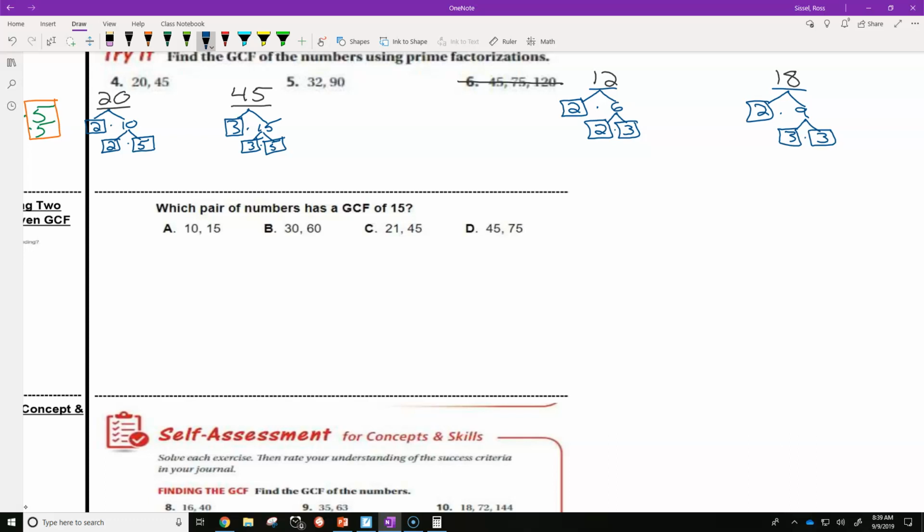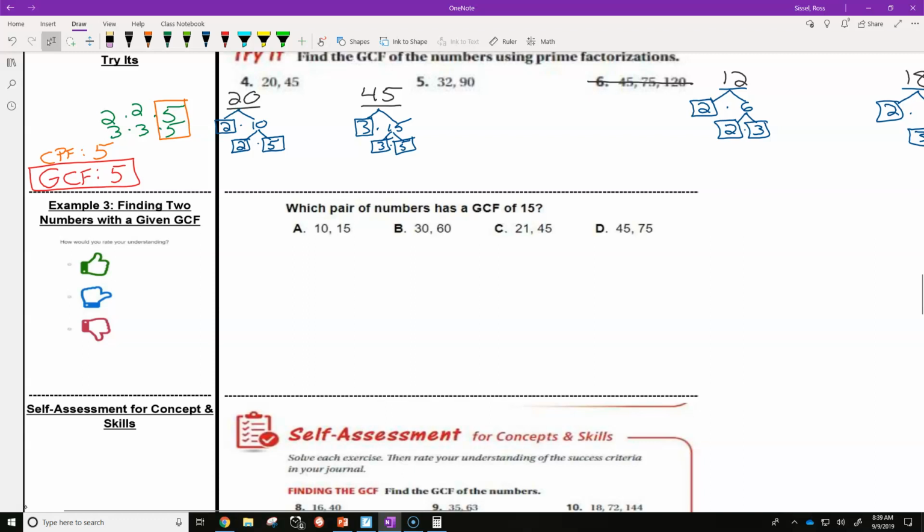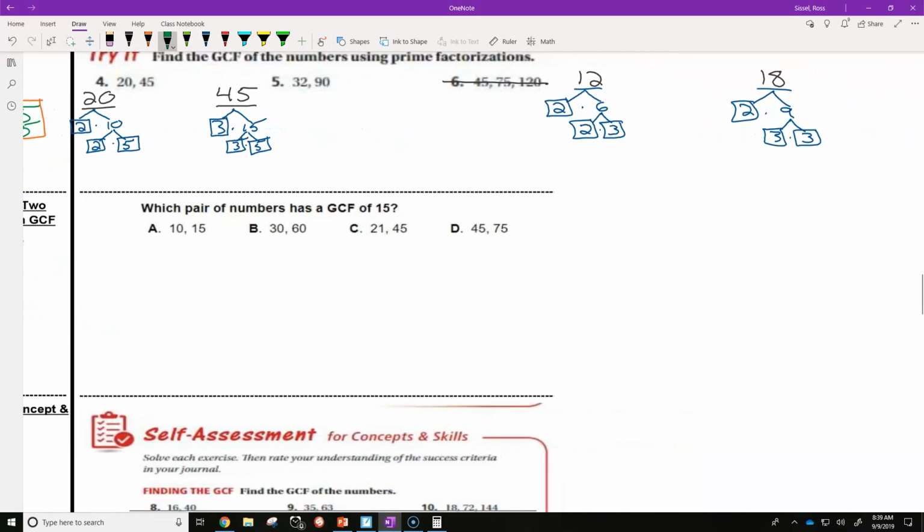Alright, my step 2, which is in what color? Green, is to write out my prime factorization. So for 12, it was 2 times 2 times 3. For 18, it's 2 times 3 times 3.